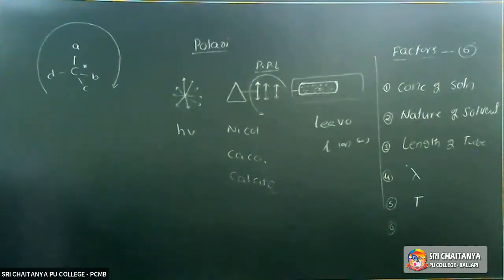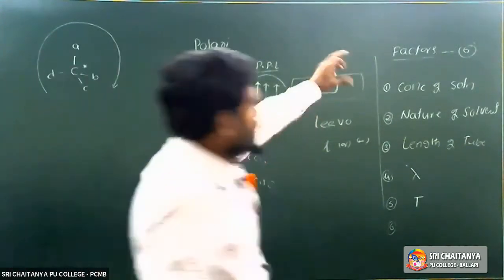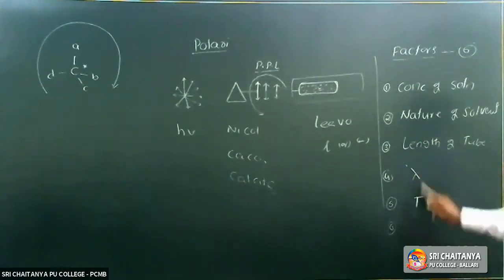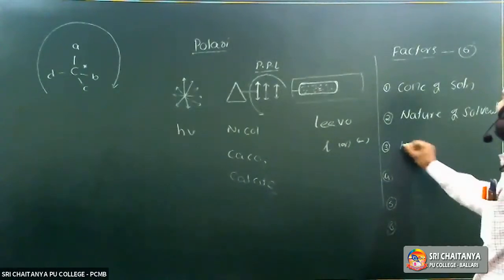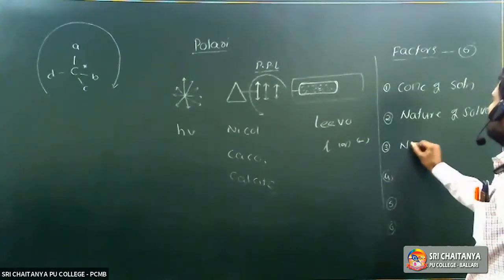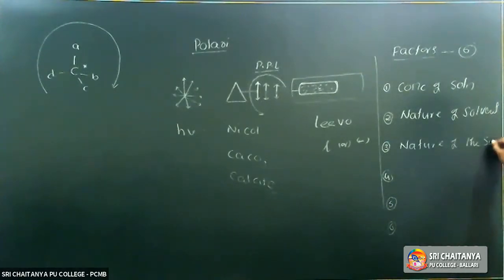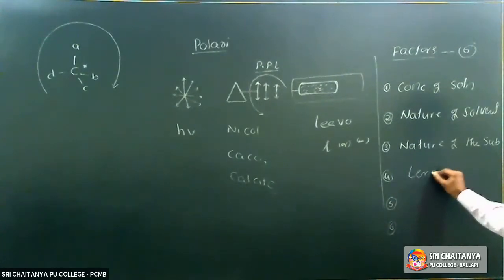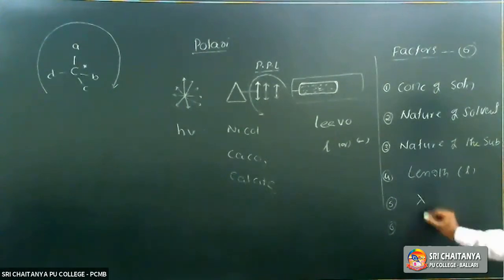These are the factors. The first one is the nature of the substance. Next, the concentration of the solution. Next, the nature of the solvent, the length of the tube, wavelength, and temperature. It depends on the nature of the substance. It also depends on the length of the tube, that is L. Next, it depends on the wavelength of incident radiation. It also depends on temperature.